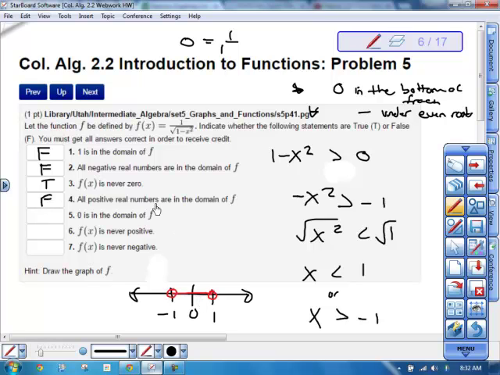So that's false. 0's in the domain? Yeah, you can stick in 0. You just get the square root of 1, which is 1 in the bottom. Right? So 0's in the domain. F of x is never positive? That's not true. The y value, f of x, is positive.